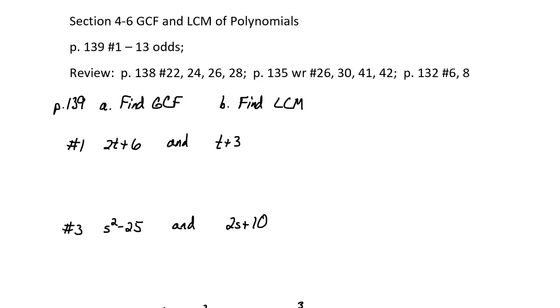The way that we did it was to factor each of the monomials, and then by looking at the factors, we were able to figure out which ones were in common, as well as use those factors to find the least common multiple. Let's use the same technique for polynomials. So factor it. In number 1, this binomial factors. There's a greatest common factor of 2. And then the other factor is t plus 3. This one over here can just stay as t plus 3.